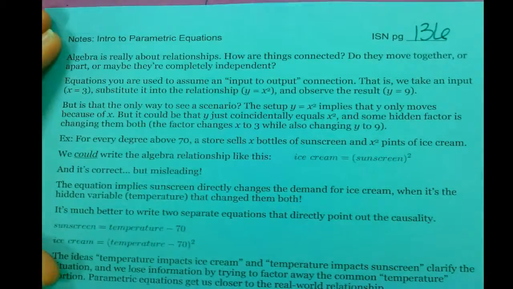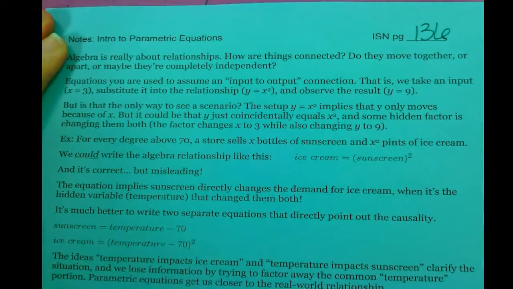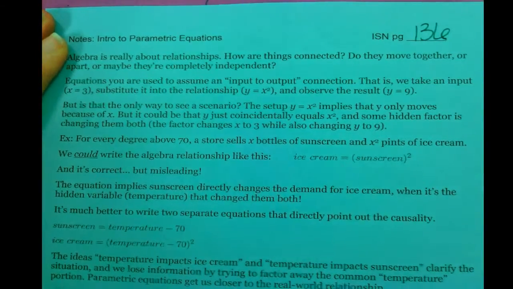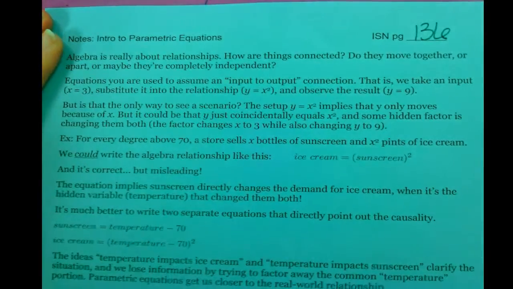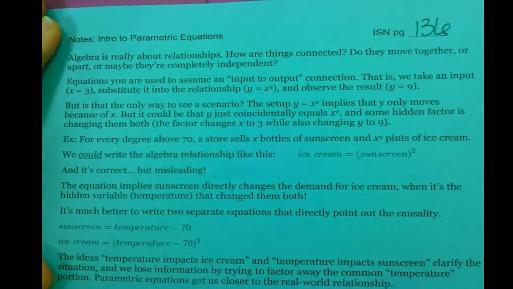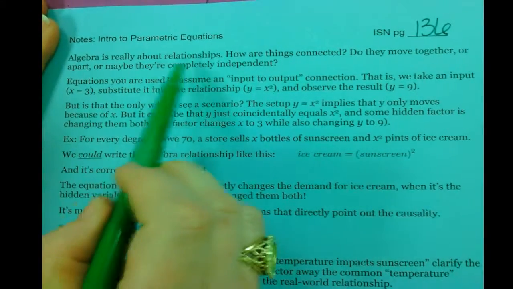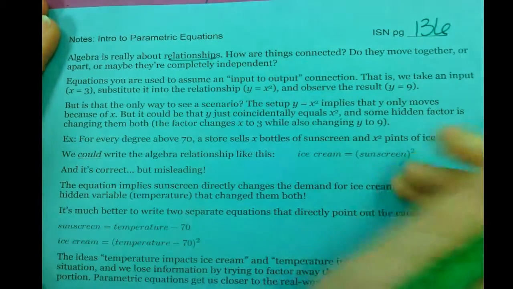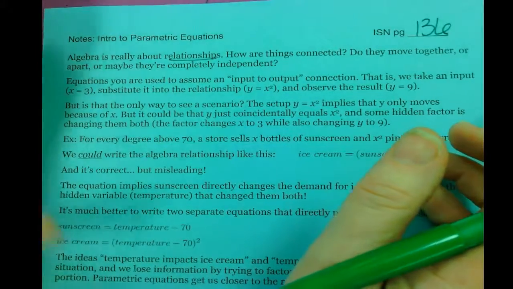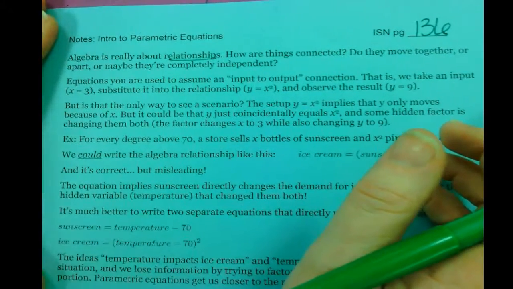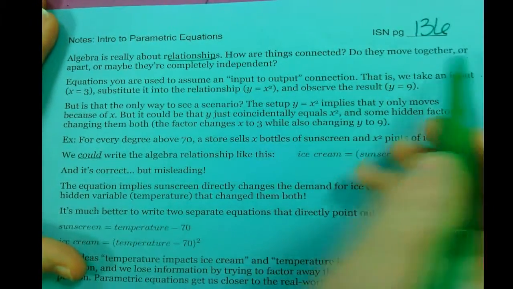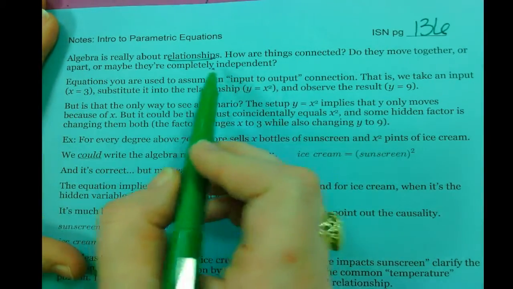I know this is very, very wordy, but I wanted to make sure you had the example and explanation when you left here, if you were wondering in the future what the heck parametric equations are. I'm pretty much going to read this to you too because I want to go through it. It says algebra is really about relationships, okay? We look at functional relationships, relations, literally. How are things connected? Do they move together or apart, or maybe they're completely independent?